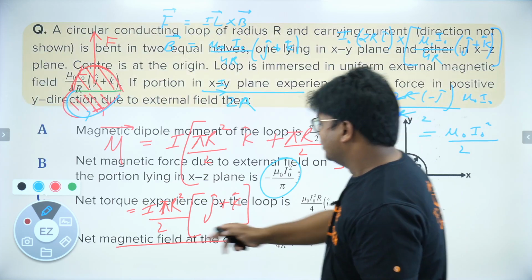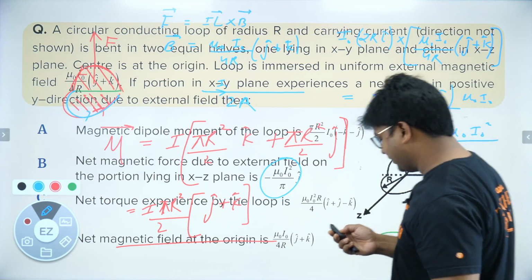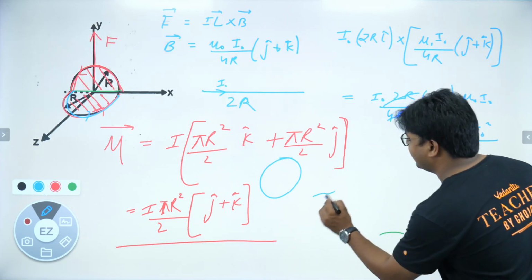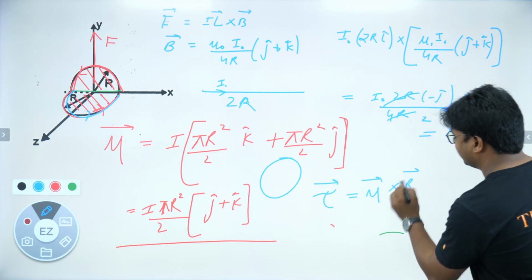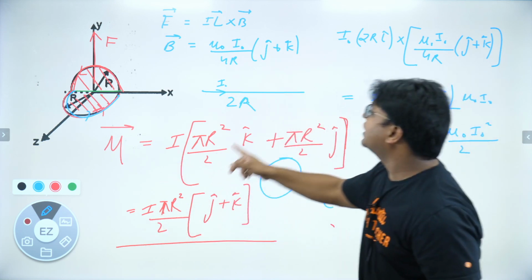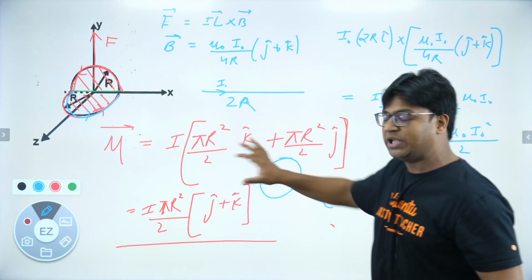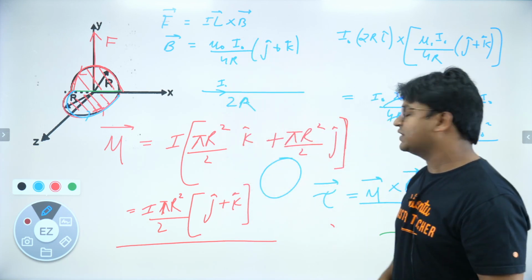So net torque experienced by the loop. Net torque will be given by what? Net torque will be obtained by mu cross B. So mu vector is written here and B vector is written here. So we have to take the cross product of mu and B. So that gives us the torque acting on a loop. So the cross product of these two is going to give us a result.